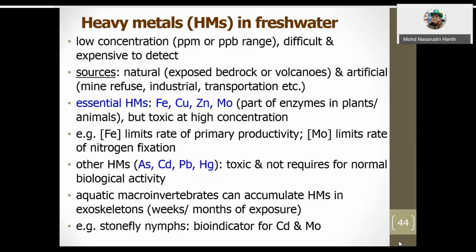There are also other heavy metals, for example, arsenic, cadmium, plumbum, and mercury. They are toxic and not required for normal biological activity. Aquatic macroinvertebrates can accumulate heavy metals in exoskeleton in weeks or months of exposure. For example, stonefly nymph is a bioindicator for cadmium and molybdenum.